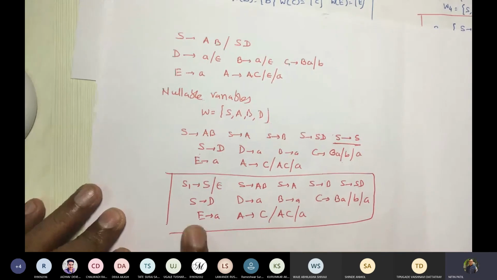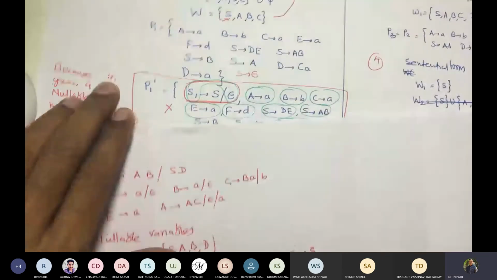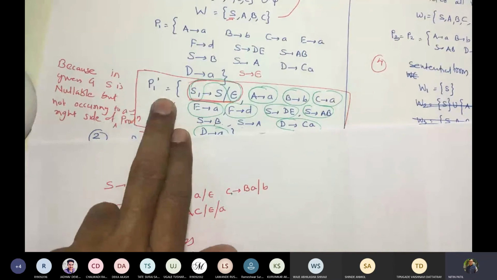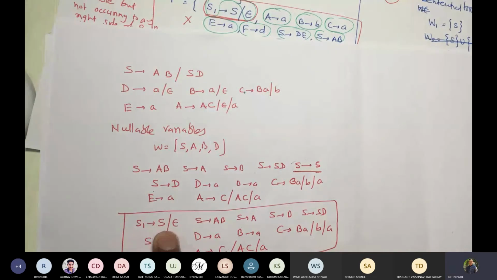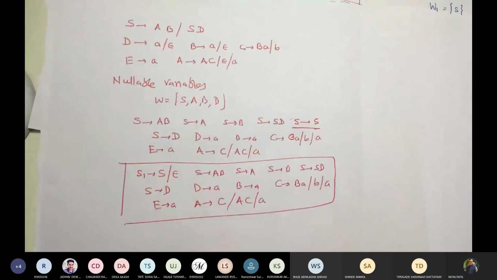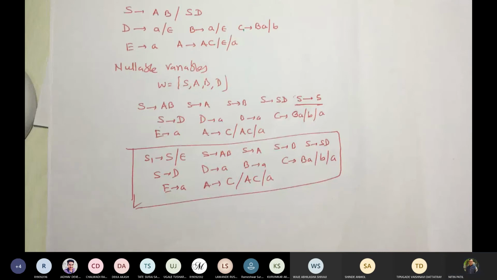Understood this? When to include S1? Here we have removed this because S is nullable, but it is not occurring on the right side. So we have to write it. In this case, we introduce this. So S1 gives epsilon would be part of this. Right? And then you can remove unit productions.